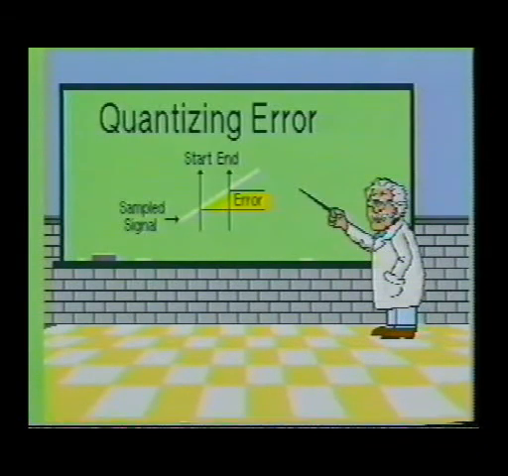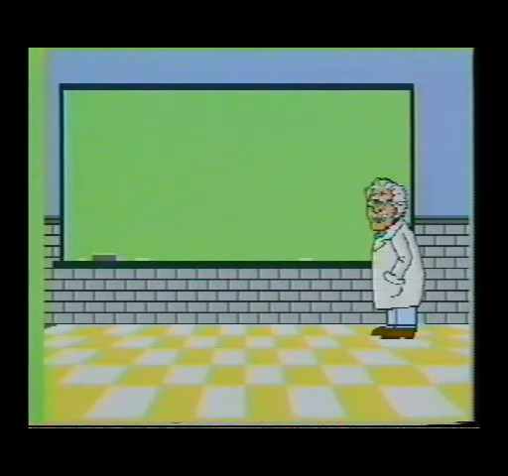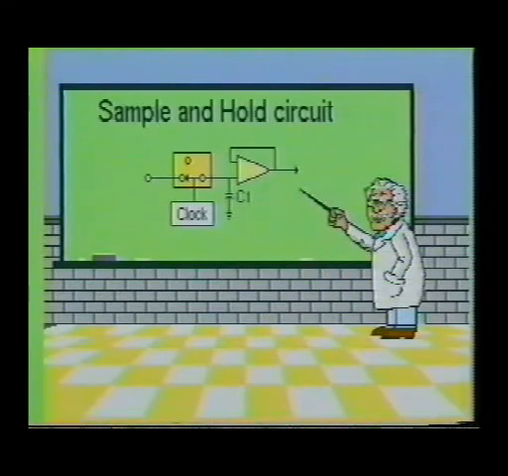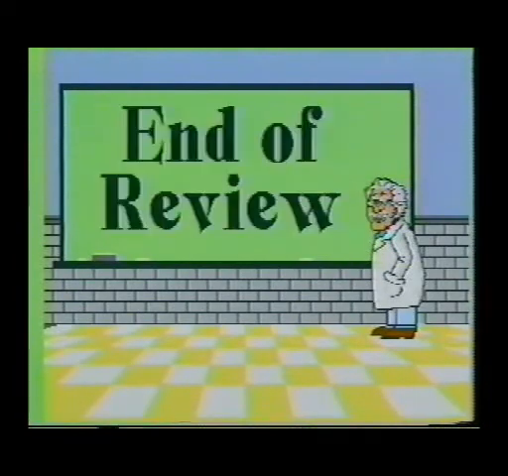The quantizing error of the ADC is a result of the changes in the analog input level during the conversion process. The higher the slew rate, the greater the quantizing error will become. Sample and hold circuits are commonly used to reduce the quantizing error effect. This concludes review number 2. Next we will examine some common analog to digital converter techniques.